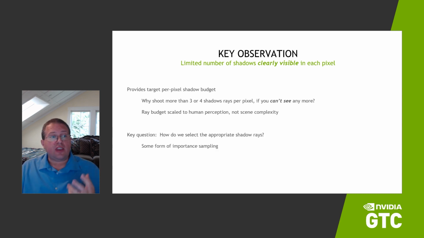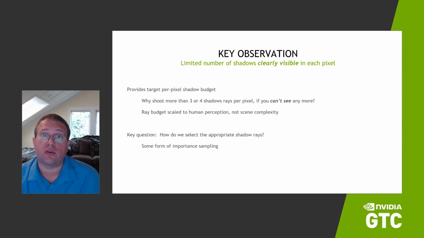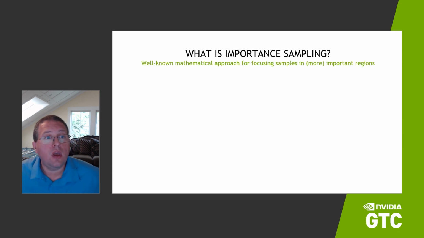Now, of course, the key question if you do this is, how do you select the appropriate shadow rays? And if you've done much ray or path tracing, you know that the answer to this is, of course, going to be some sort of importance sampling. So what is importance sampling? Well, it's a well-known mathematical approach for focusing samples in more important regions.